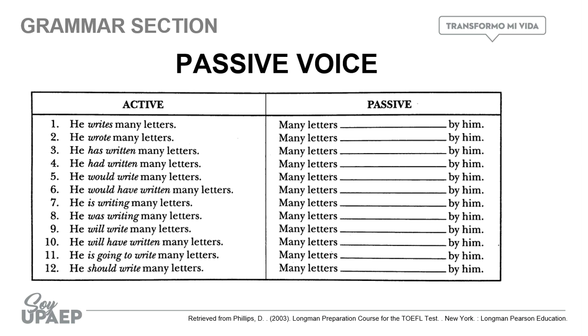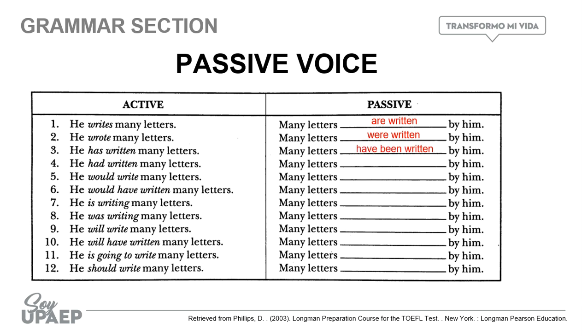Okay, so we have that the first case is: he writes many letters. Many letters are written by him. Did you notice the sentence is in present simple? So the verb to be is in present simple plus the past participle of the verb that is written. He wrote many letters. Many letters were written by him. Okay? The sentence is in past simple. So the verb to be has to be in the past simple plus the past participle of the verb which is written.